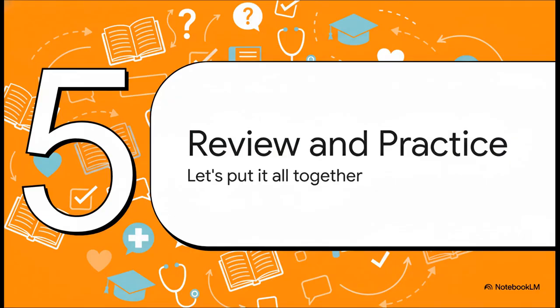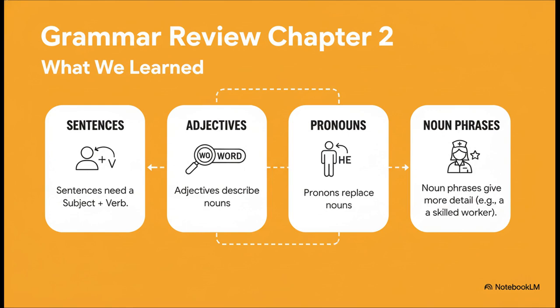Excellent work. We have really covered a lot of ground. For this last part, let's just do a quick review of the main points to make sure everything is fresh in our minds. So the most important things to take away today are these. Every basic sentence needs a subject and a verb. Adjectives are just words that describe nouns. Pronouns are used to replace those nouns. And we can use noun phrases, like a skilled worker, to add a little more detail.